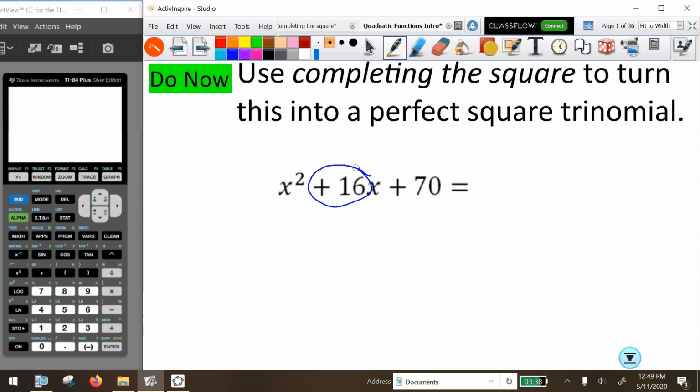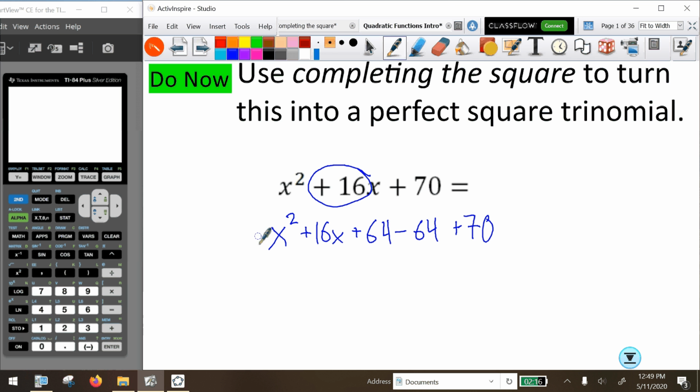So half of 16 is equal to 8, and 8 squared is equal to 64. So I just took this trinomial and I added 64 to it. Now you can't just add any number you want to something without changing it. So I'm going to subtract that 64, and there was also a plus 70 there.